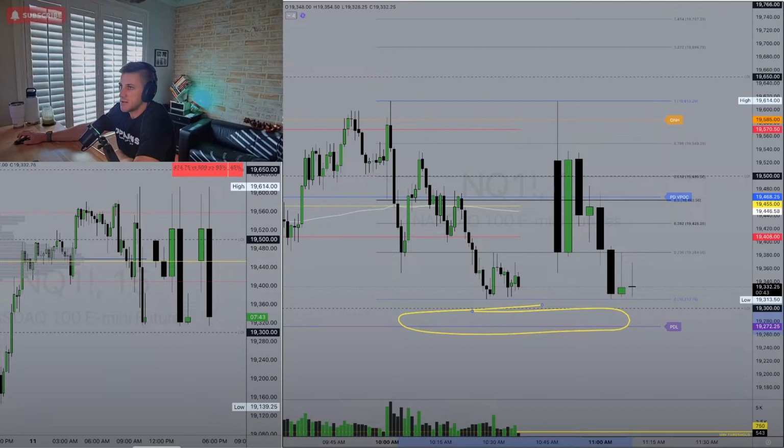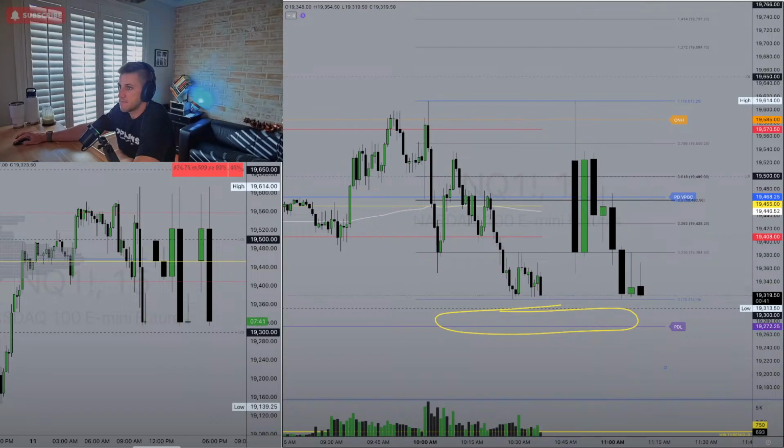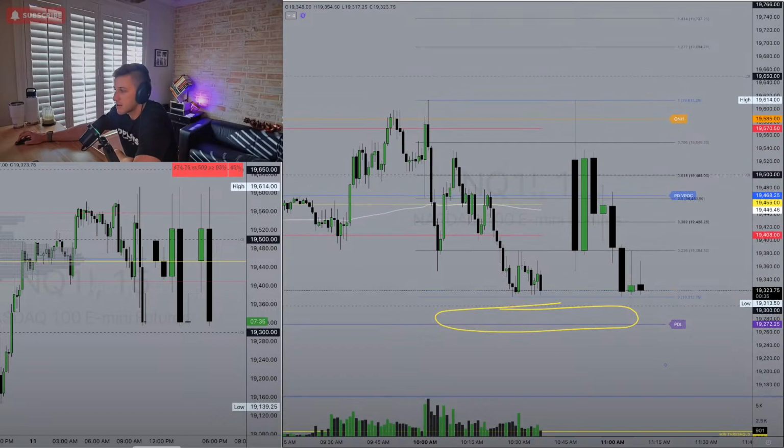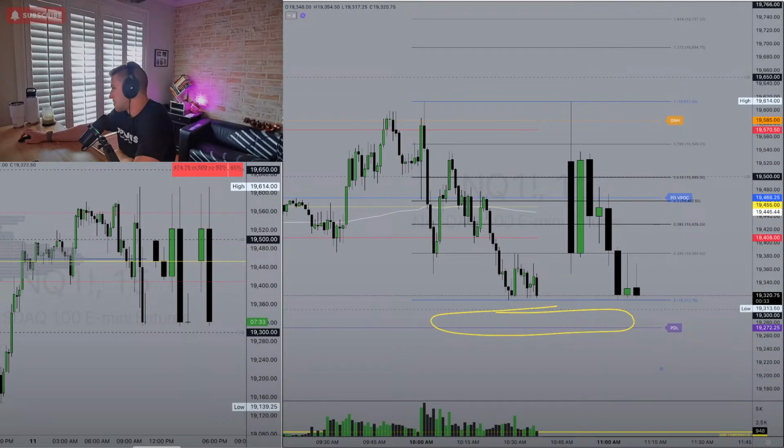Volume tapering down a little bit here. See if the lows crack. There's your new low of day for NASDAQ. Here comes 300, down through 300. Prior day lows right there, 272. Prior day low, PDL.